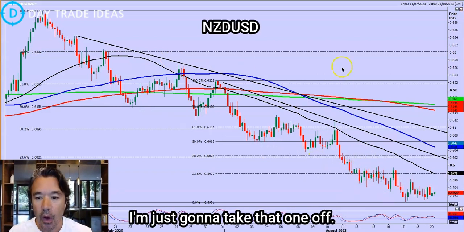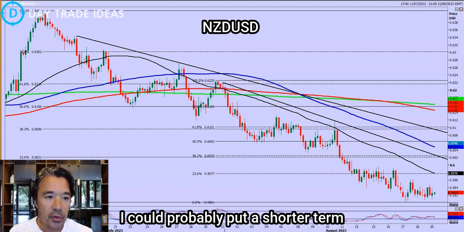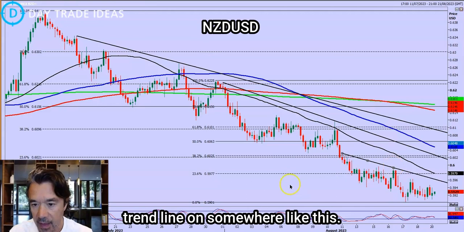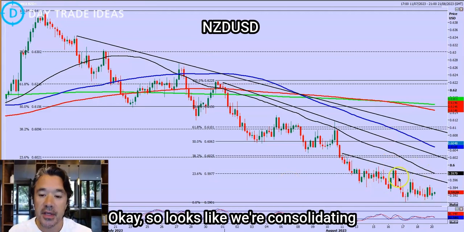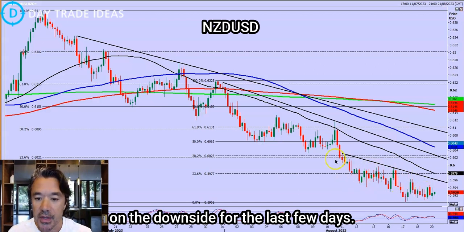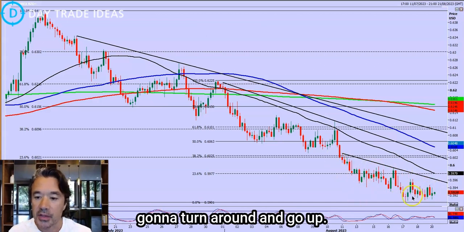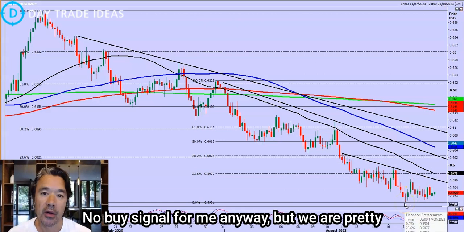I'm just going to take that one off. Could probably put a shorter term trend line on somewhere like this. That might work. Okay, so looks like we're consolidating on the downside for the last few days. No indication really that we're going to turn around and go up. No buy signal for me anyway.